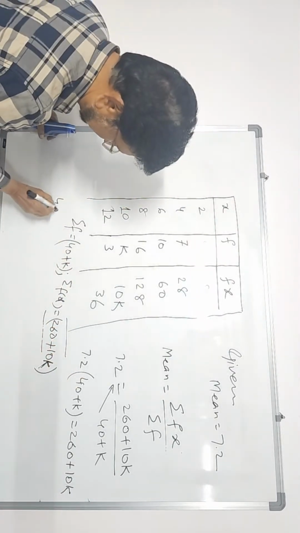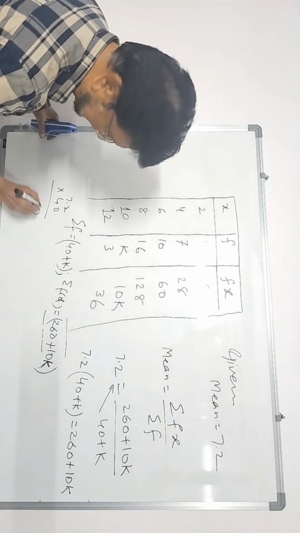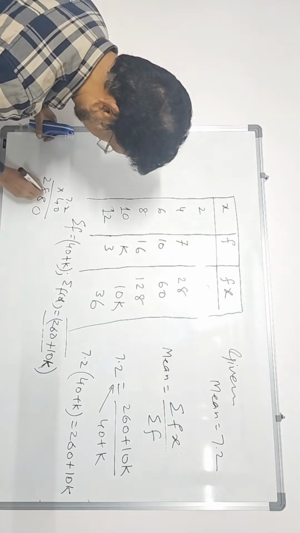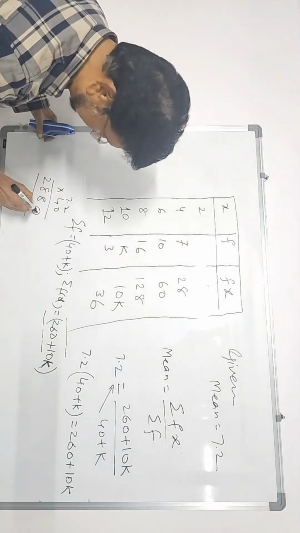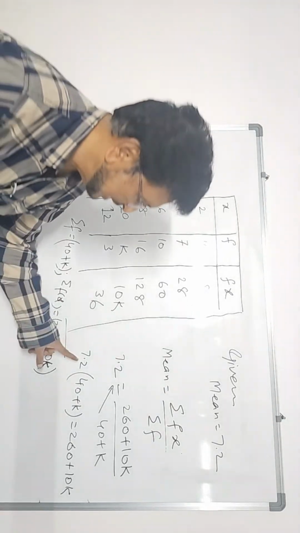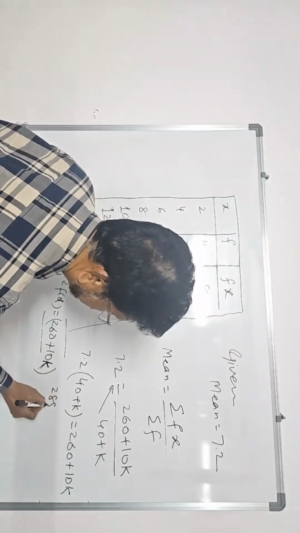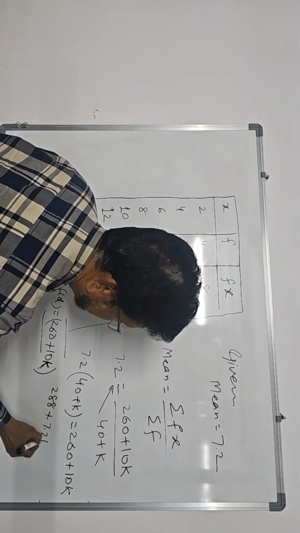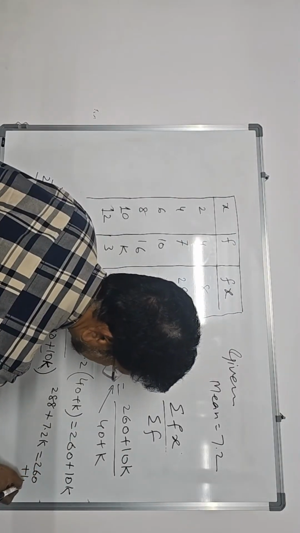See here, 40 into 7.2. This 0 as it is. 4 2s are 8. 4 7s are 28. After one number, the decimal point is there, therefore after one number you have to put the point. Means 288.0. If you multiply 7.2 into 40, we get 288, plus 7.2 into k. 7.2k is equal to 260 plus 10k.